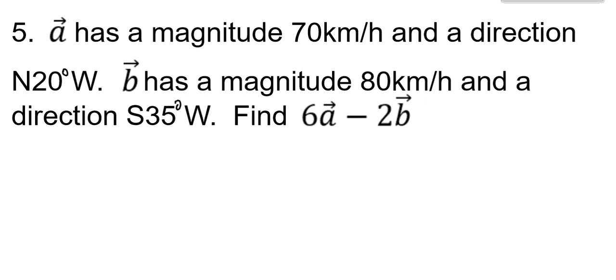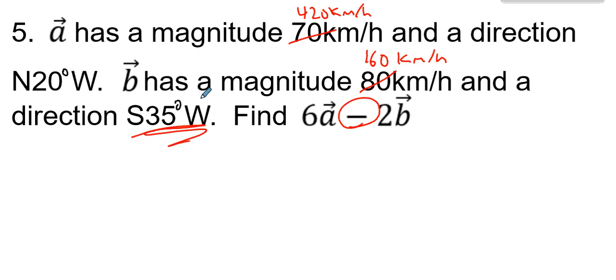So obviously the first thing I'm going to do is adjust my magnitudes here. It's not 70 kilometers per hour. I'm actually working at 420 kilometers per hour because it's 6A. And then vector B has a magnitude of 80, except we need to adjust that because it's 2 times that. So that's actually going to be 160. And then don't forget it's minus, so we need to adjust what direction it's going.